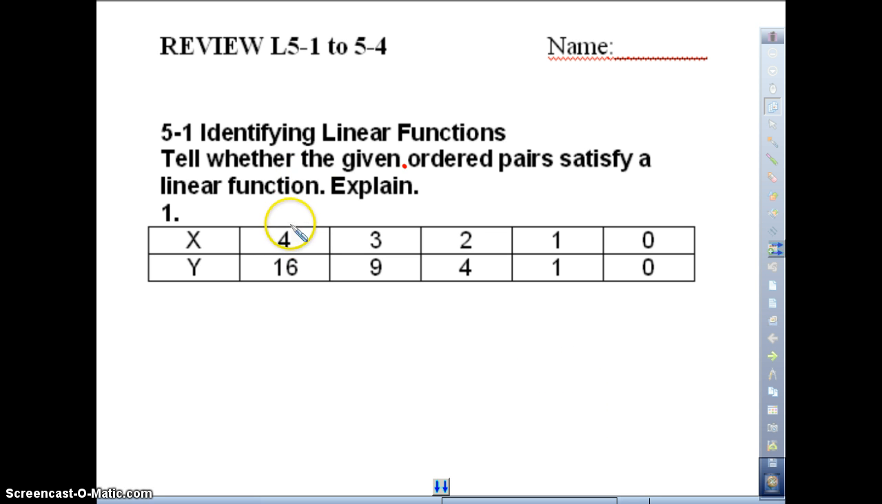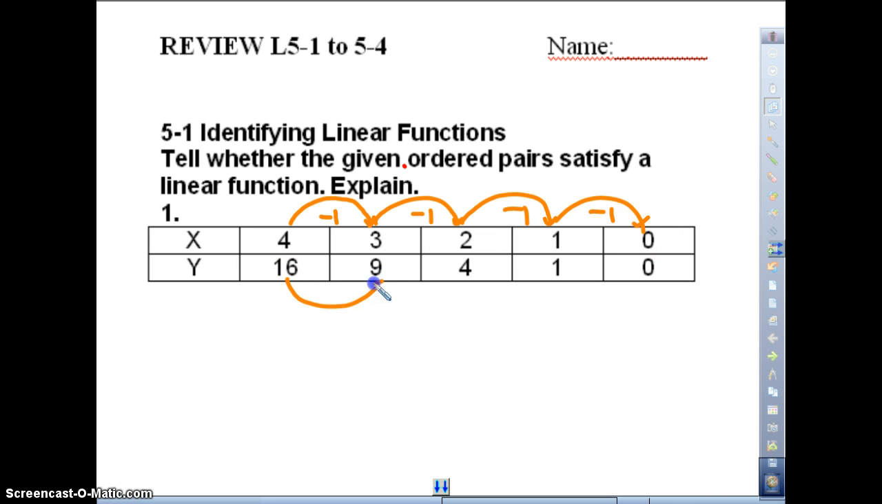So let's take a look and see what our x's are doing. From 4 to 3, we subtracted 1. From 3 to 2, we subtracted 1. From 2 to 1, we subtracted 1. From 1 to 0, we subtracted 1. I have a constant change in my x.